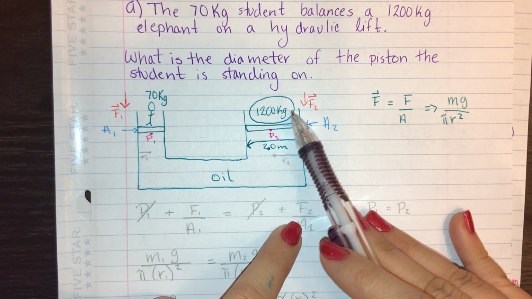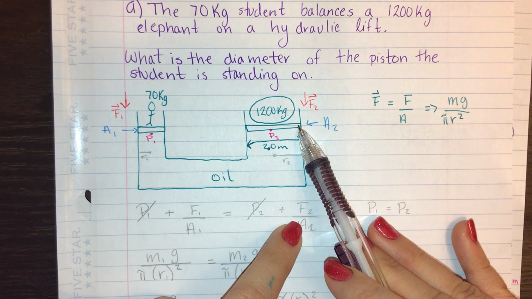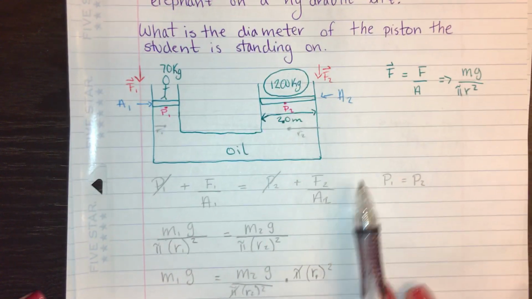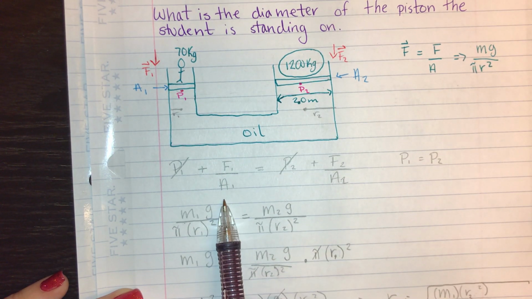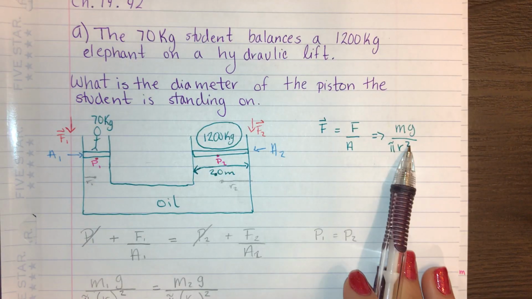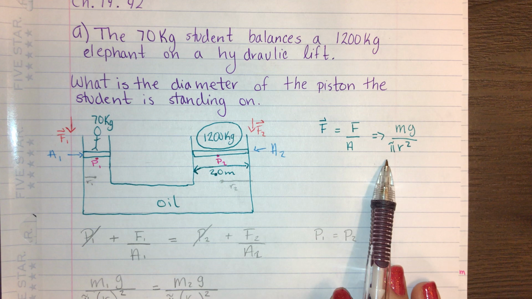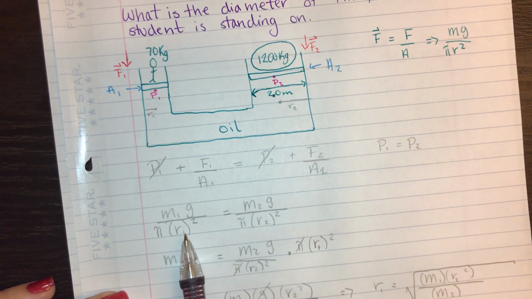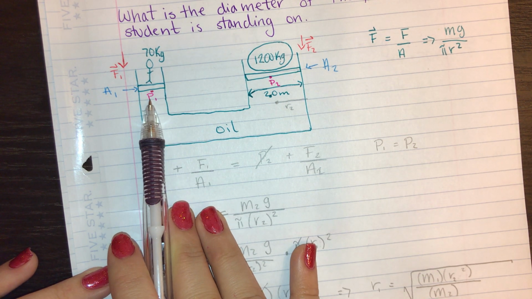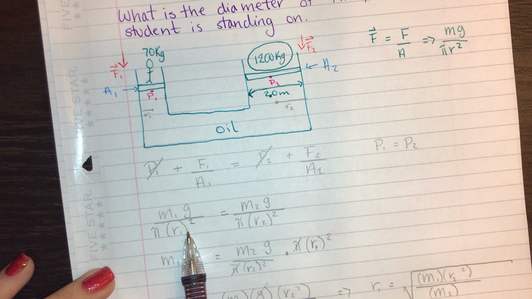forces from the elephant on the piston over the area that it is standing on. So then here we're left with F1 over A1 equal to F2 over A2. By substituting in these equations here, we get mg over pi r squared. So here we have the mass of the student times gravity over the radius and width from the area and the area that it's standing on.